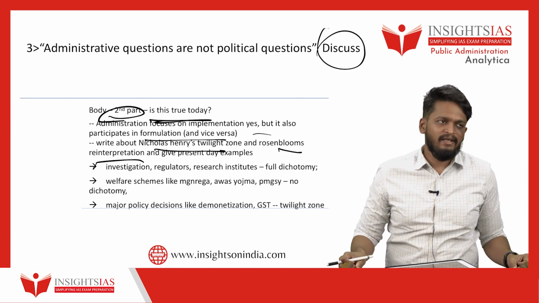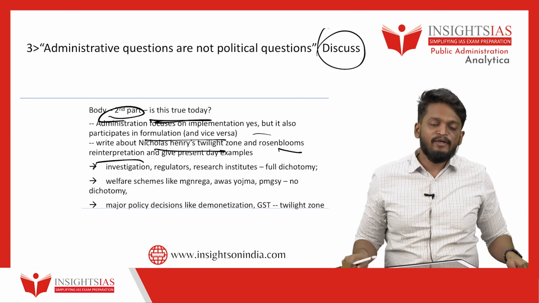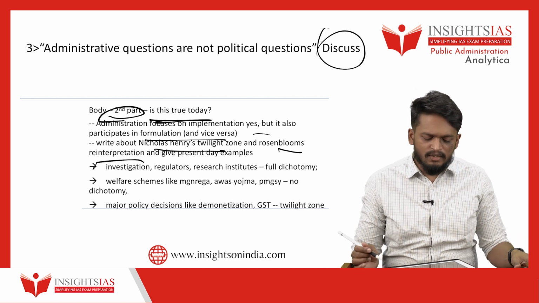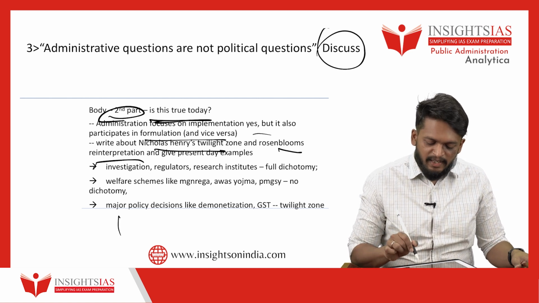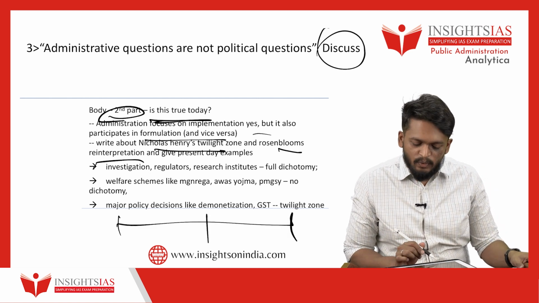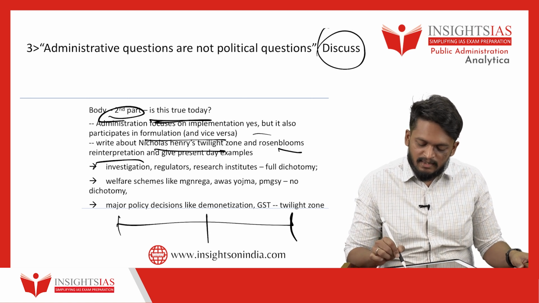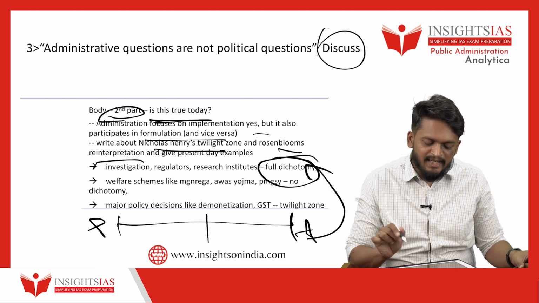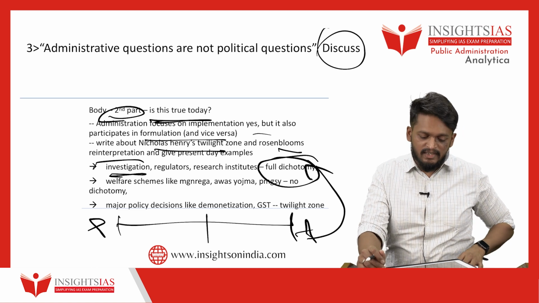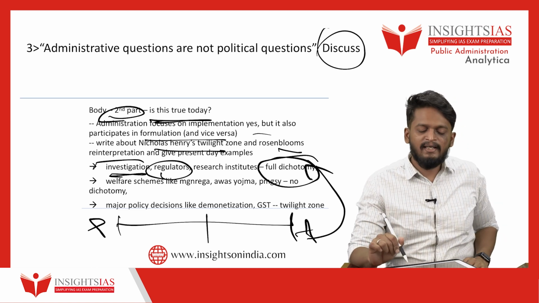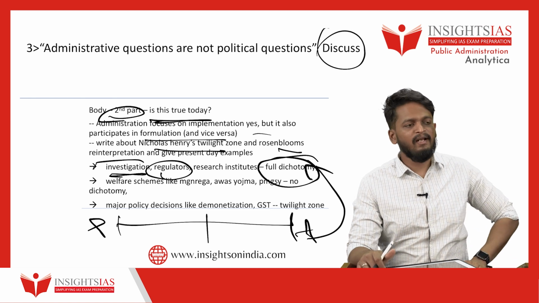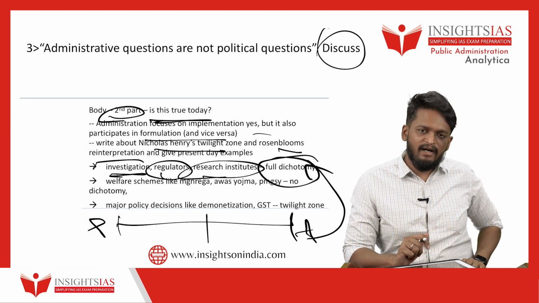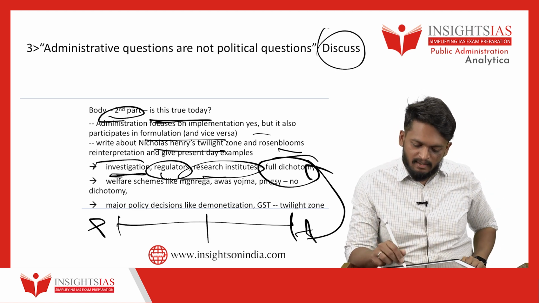This will help you communicate to the examiner again that you know about the present status of dichotomy as well, not just what Wilson thought about it and when he gave it. So here usually in class I will explain some sort of a distinction. There are purely political things where imagine this is administration, this is politics. There are purely administrative things where full dichotomy is necessary. Imagine investigation. Politicians should not get involved into any investigation. And regulators require technical aspects, and technical policies need to be made in regulators. There also you can say politics should not get mixed up. Research institutes, for example, ISRO and DRDO should not have any politics mixed up with them. So these are administrative questions.